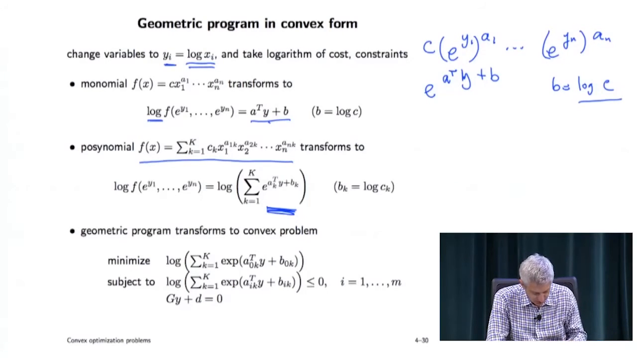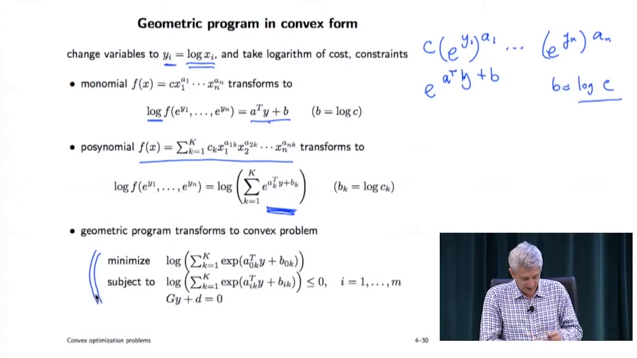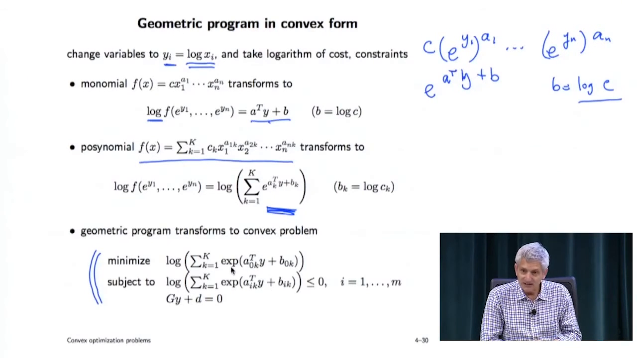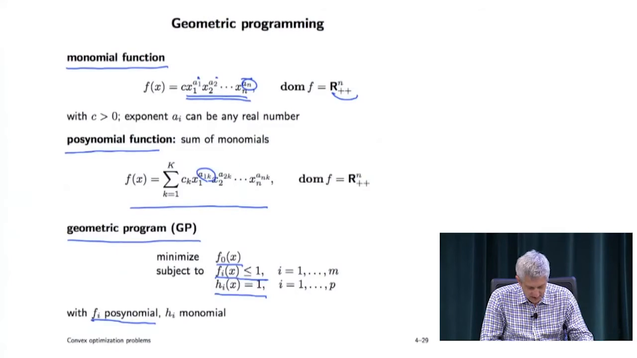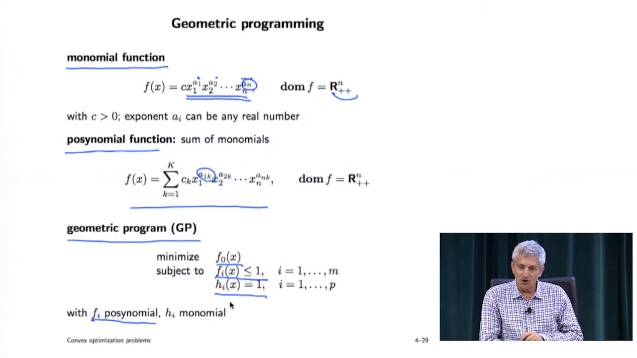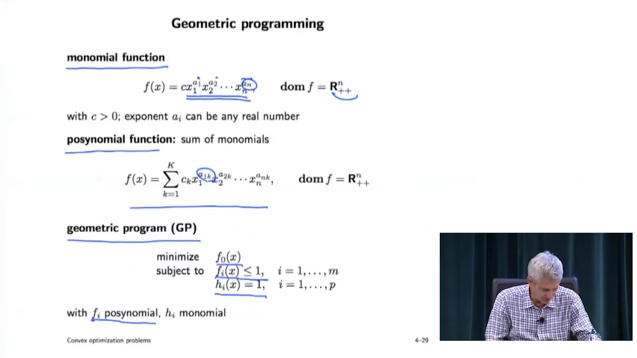So that GP converts to this problem. It's minimize log sum exp of affine, subject to log sum exp of affine less than 0, and affine. And sure enough, it is a convex problem, right? And so the meaning is this. The practical meaning is that if you see a GP, we can solve it. We can solve it globally. We can do anything you want. We have strong guarantees. We can find the global solution, all sorts of things like that.